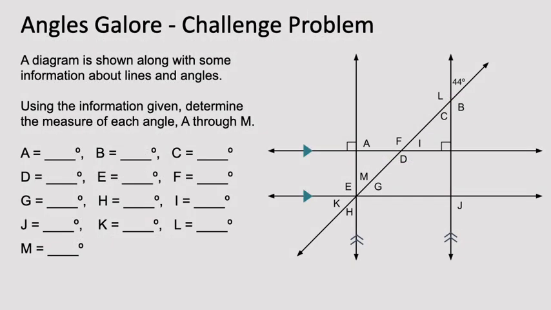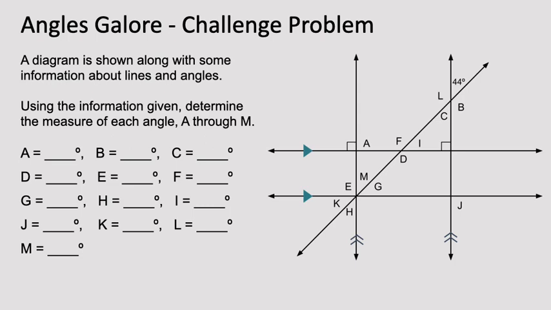All right, now we have a challenge problem for you. We're going to get you started on this one, and it'll be fun to solve it. As you solve it, just write down what the measure of each angle is. It's kind of interesting here. Angles Galore, it's called. A diagram is shown along with some information about lines and angles. Using the information given, determine the measure of each angle A through M.